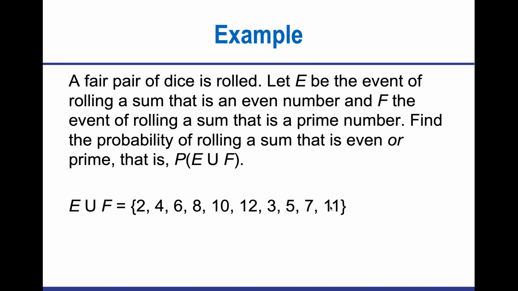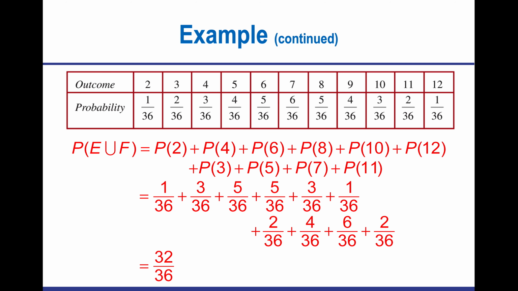So I'm wanting to know if either of those happen. So I'm going to add up all those probabilities. So the probability of 2, 4, 6, 8, 10, 12 for my even numbers, plus the probability of my prime, because a number cannot be prime and even, and I get 32 over 36.